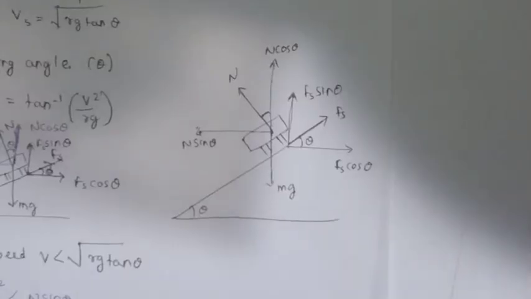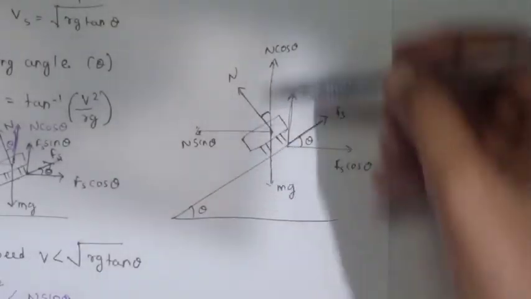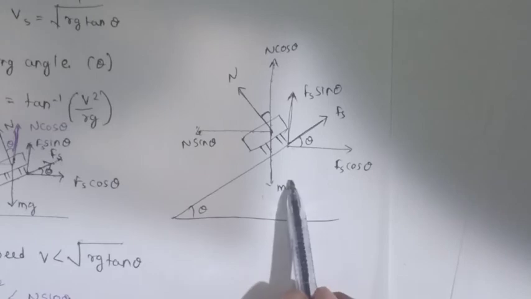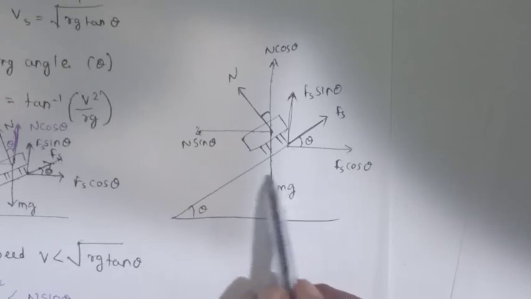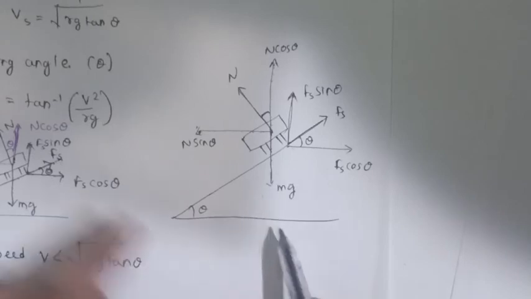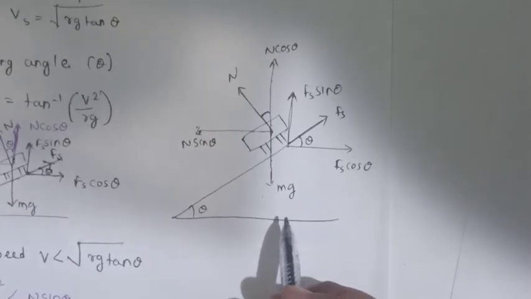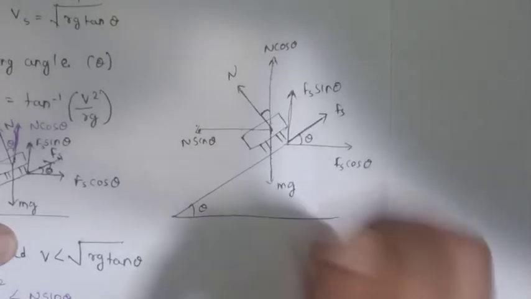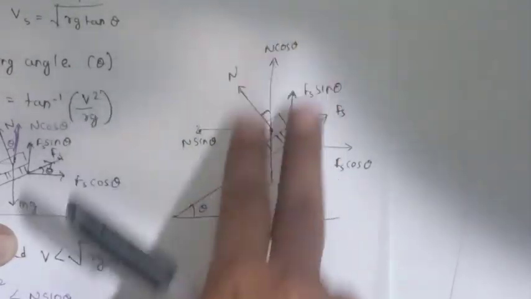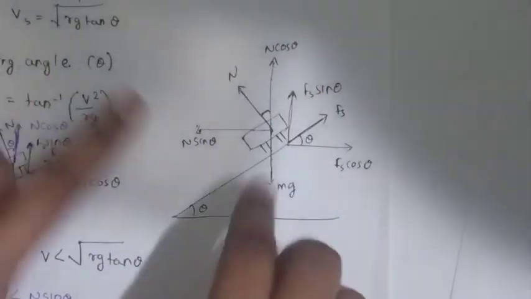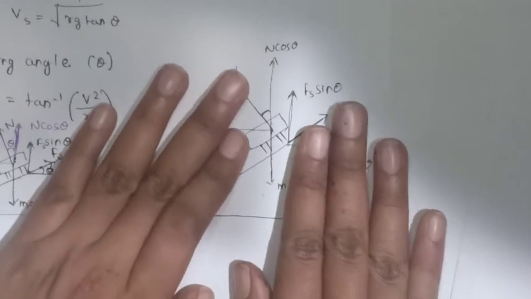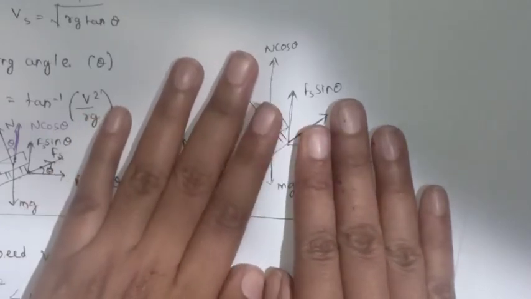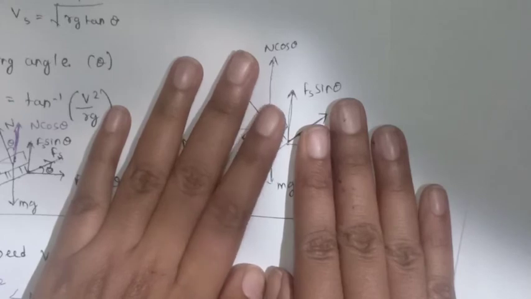If you could observe the diagram, you will find that the vertical component balances the weight. What I am saying is that the vertical component balances the weight. And what are the vertical components which are balancing the weight? Now you have to observe only those acting vertically, so these are the horizontal ones. Okay, so you will find that only N cos theta and Fs sin theta are acting vertically upward.